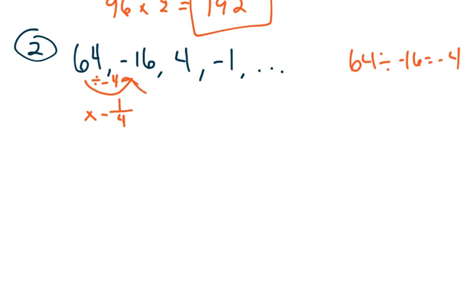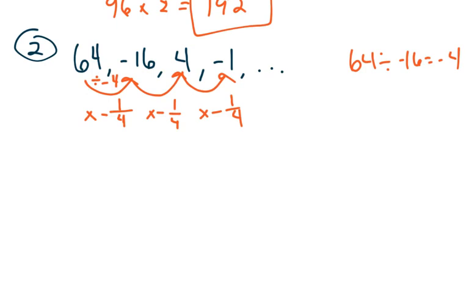Okay, so times negative 1/4 to go from 64 to negative 16. And then to go from negative 16 to positive 4, since we're switching signs, we need to multiply by a negative. 16 divided by 4 is 4, so it makes sense to say negative 1/4 here as well. And then from 4 to negative 1, again, multiply by a negative, and dividing by 4 is the same thing as multiplying by negative 1/4. Okay, so let's continue the pattern. We've got our common ratio, negative 1/4.